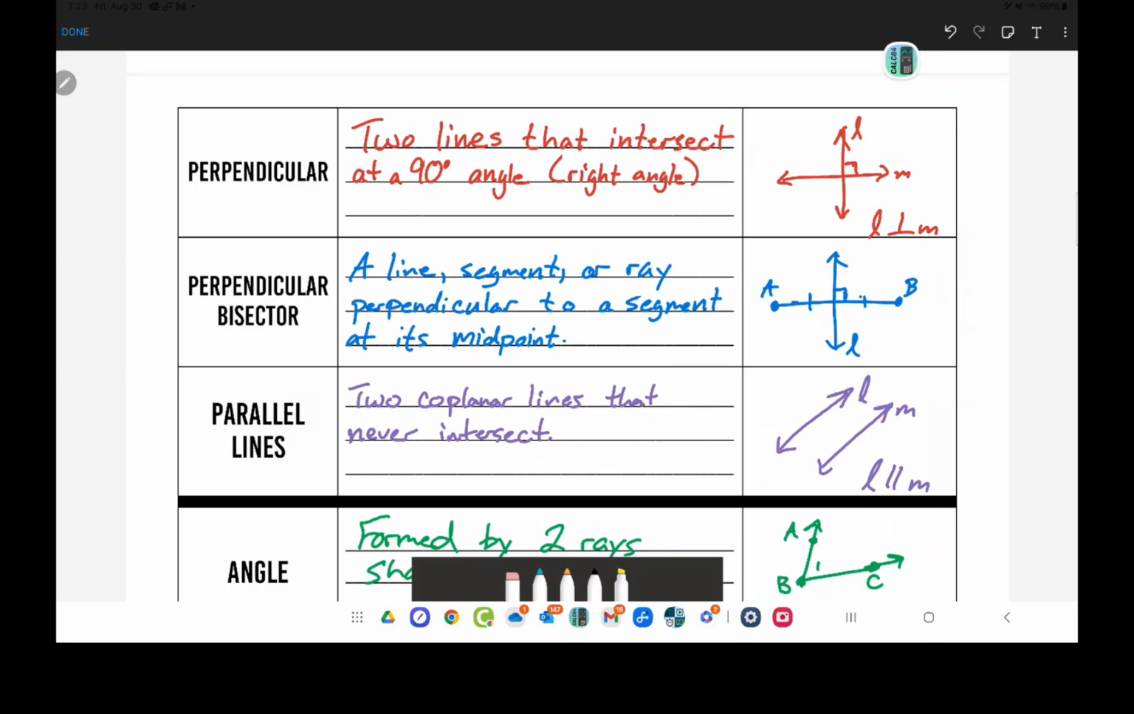All right. So perpendicular. Perpendicular lines are two lines that intersect at a 90-degree angle, otherwise known as a right angle. That symbol for line L and M says L and that upside down capital T. That is the symbol we use for perpendicular.